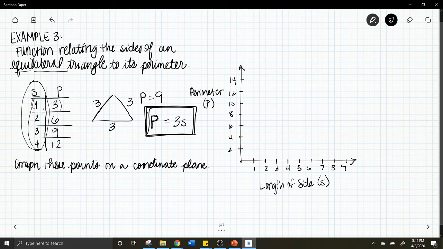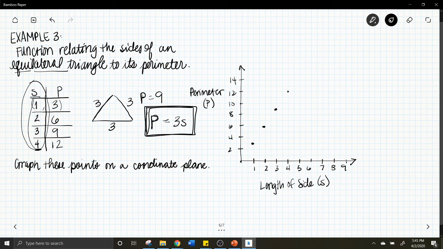So 1, 3. Because I don't have an actual 3 on my graph, I'm going to go perfectly in between 2 and 4. And then we have 2, 6. So 2, 6. 3, 9. So I'll have to go between 8 and 10 for that one. And then finally 4 and 12.